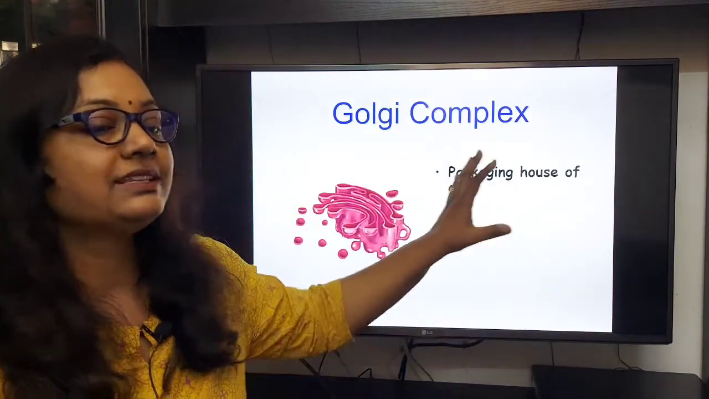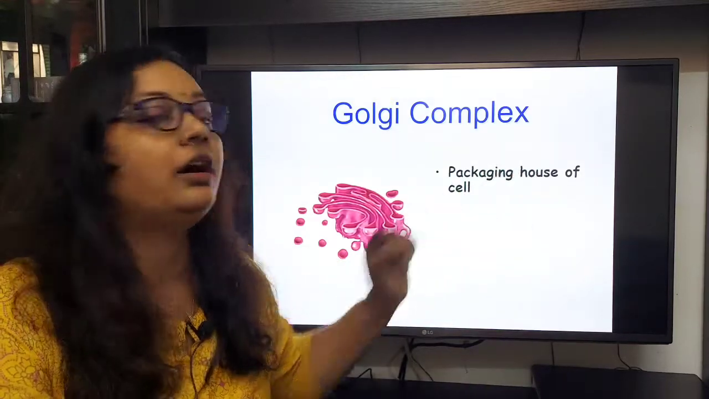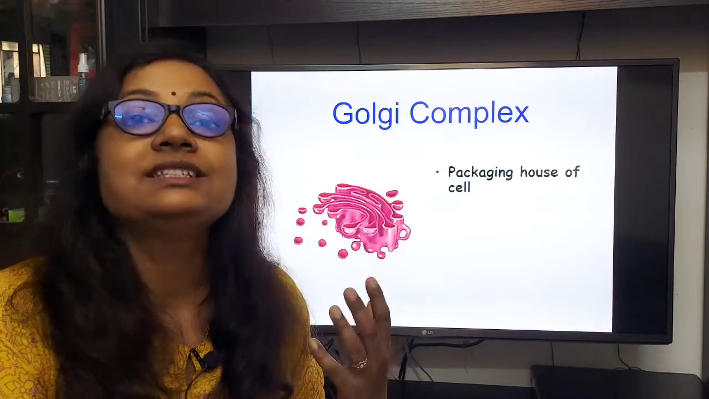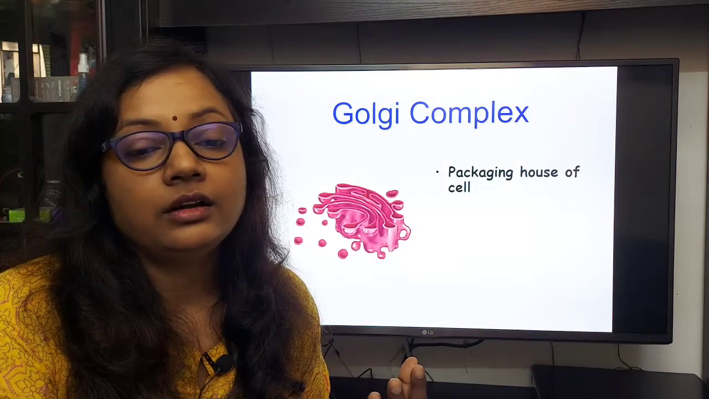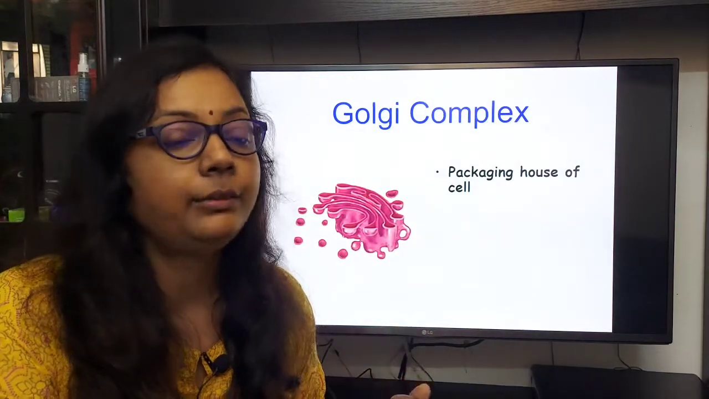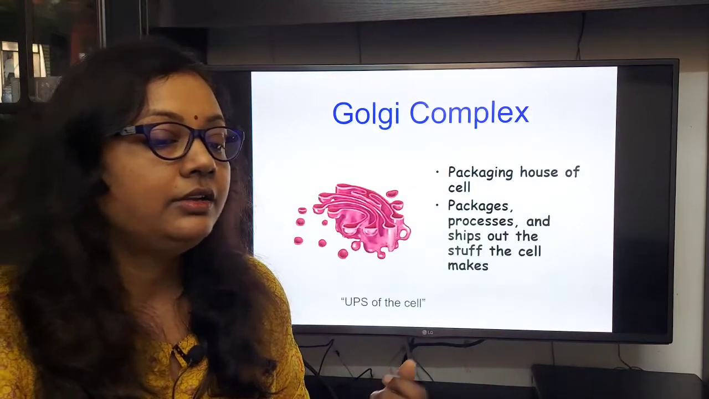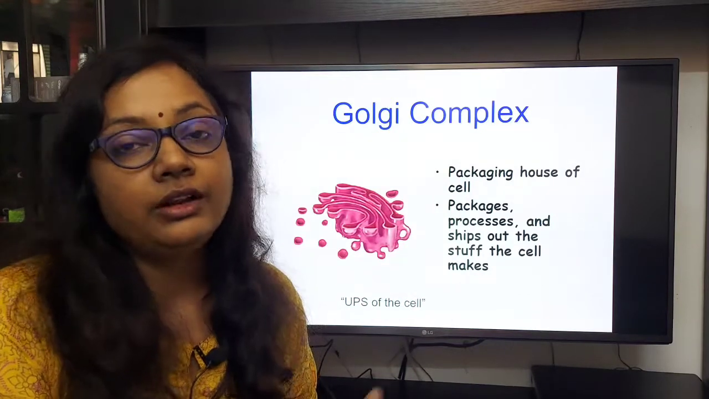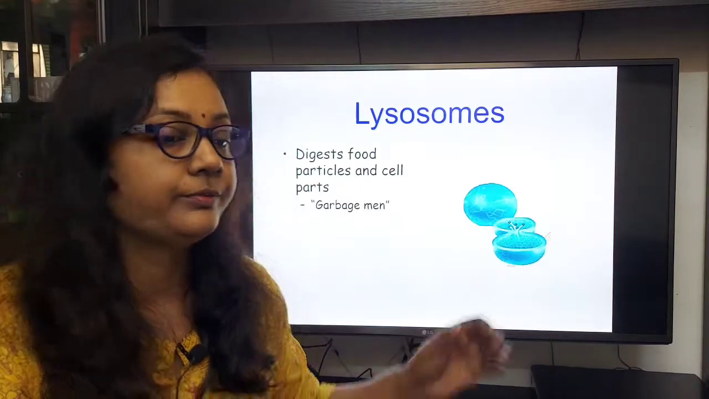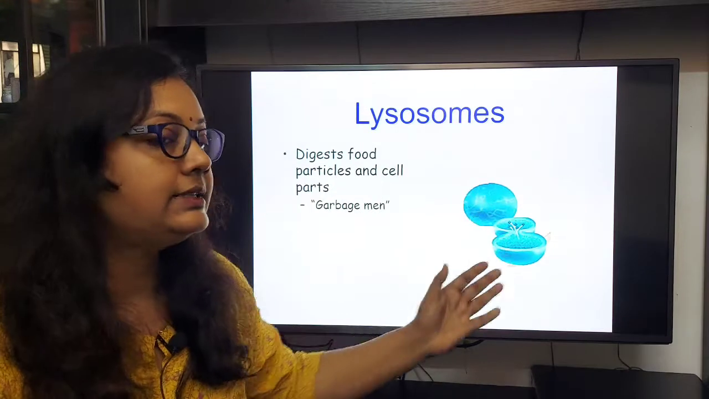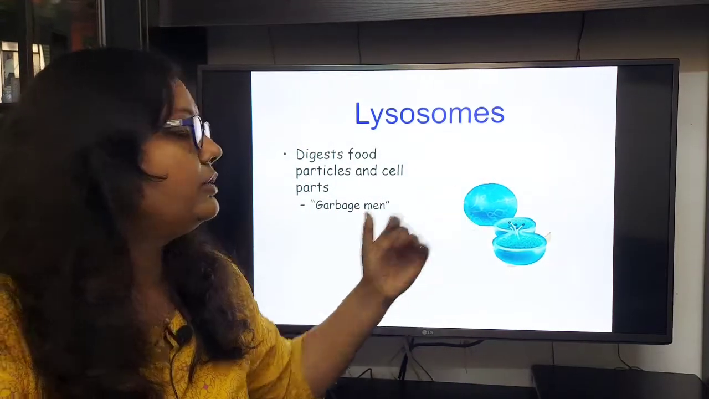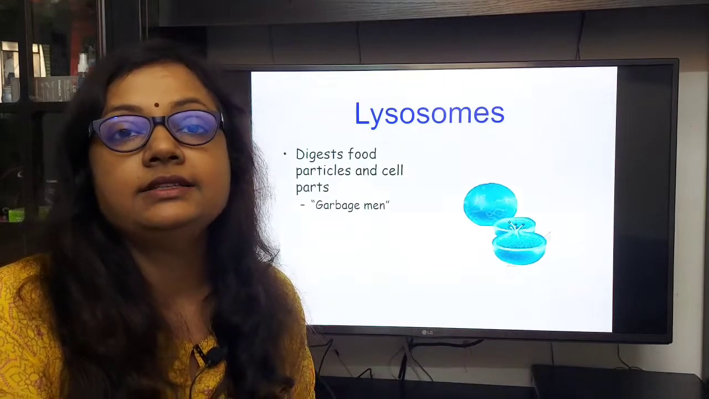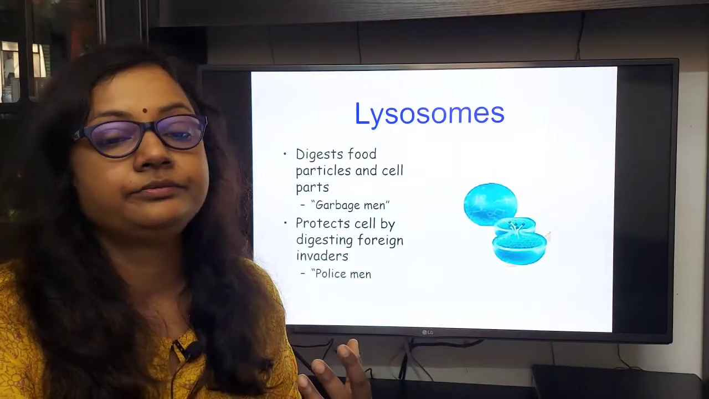Now, next comes the Golgi complex. It is the packaging house of the cell. It packages, processes and ships out the stuff the cell makes. It is also called the UPS of the cell. Next comes lysosomes. What are the functions of lysosome? They digest food particles and cell parts. They are also called garbage men. It also protects the cell by digesting foreign invaders.